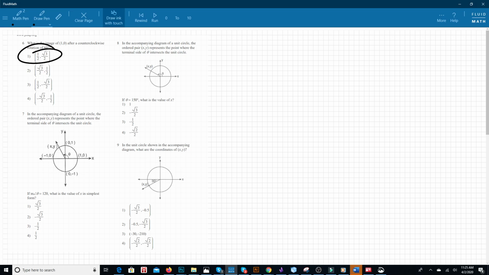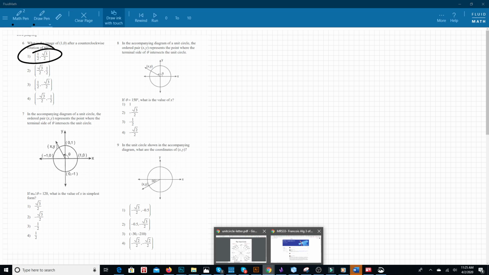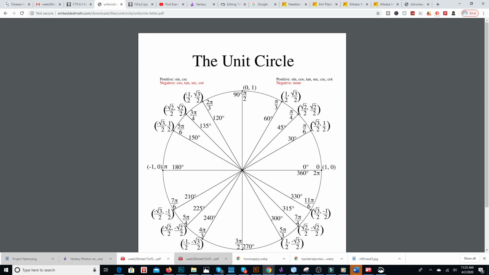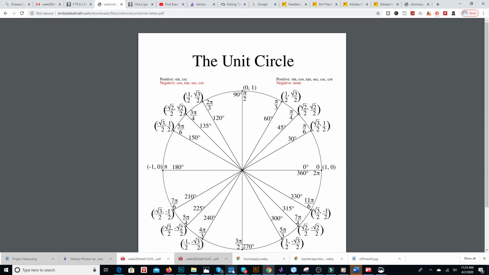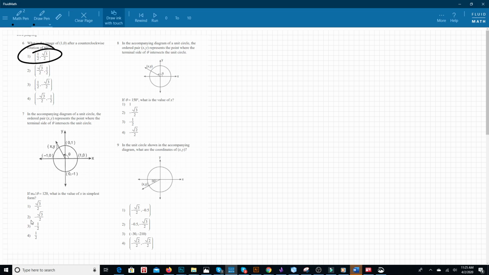So we want to know the x. Again, right back to our unit circle. Simple stuff, guys. We're at 120 degrees. We want to know what the value of x is. The value of x is going to be negative 1/2. Let me go right back to that. Negative 1/2 right here. So 3 is the answer.